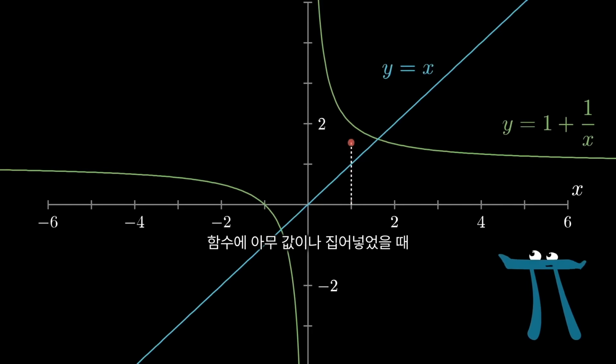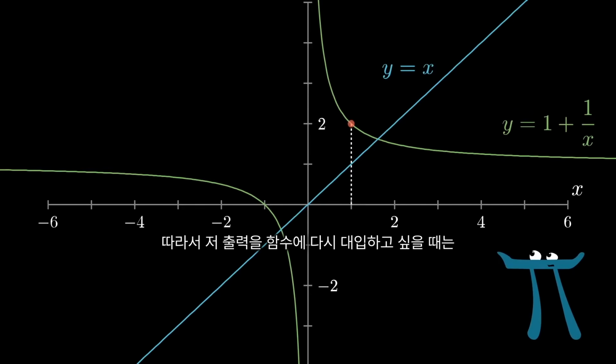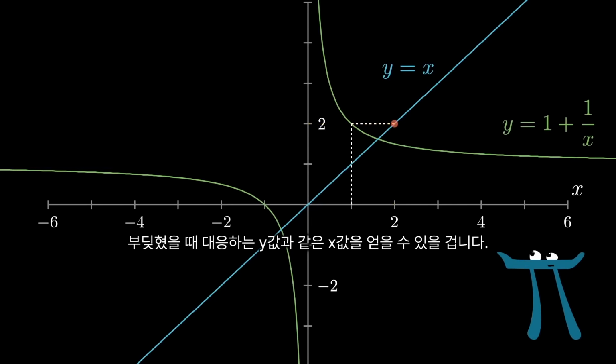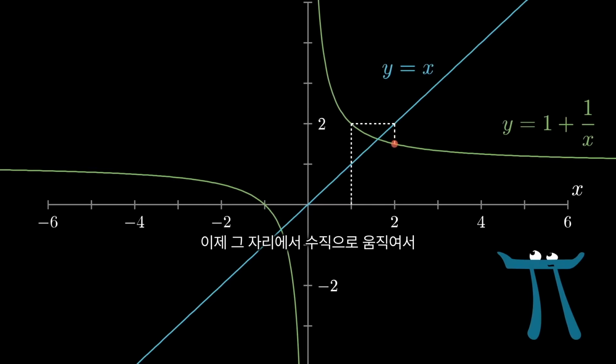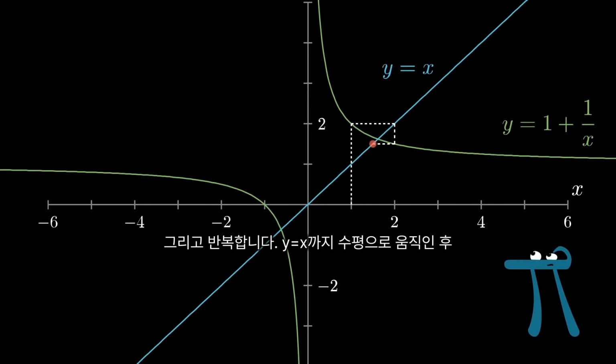If you were to plug in some random input to this function, the y value tells you the corresponding output, right? So to think about plugging that output back into the function, you might first move horizontally until you hit the line y equals x, and that's going to give you a position where the x value corresponds to your previous y value. So then from there, you can move vertically to see what output this new x value has. And then you repeat. You move horizontally to the line y equals x to find a point whose x value is the same as the output that you just got, and then you move vertically to apply the function again.